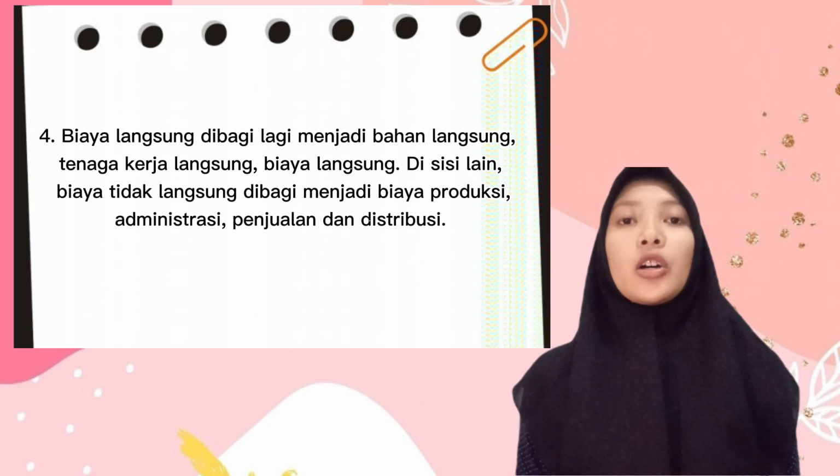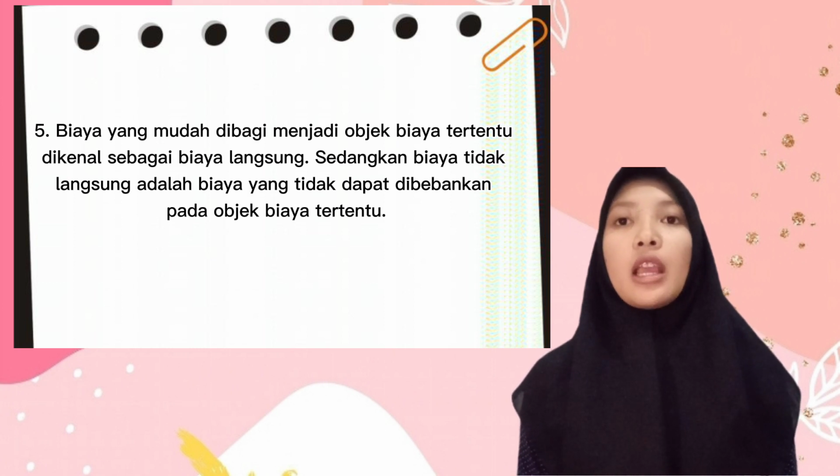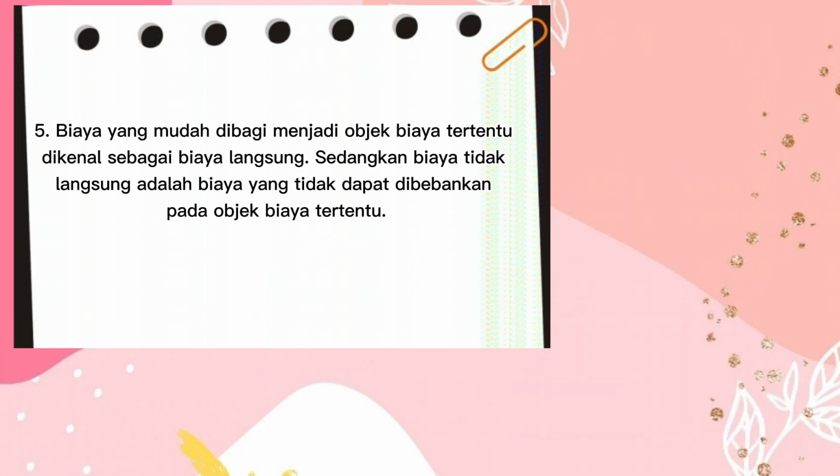4. Direct costs are further divided into direct material, direct labor, and direct costs. On the other hand, indirect costs are divided into production costs, administrative costs, and selling and distribution costs. 5. Costs that are easily assigned to specific cost objects are known as direct costs. Meanwhile, indirect costs are costs that cannot be assigned to a particular cost object.